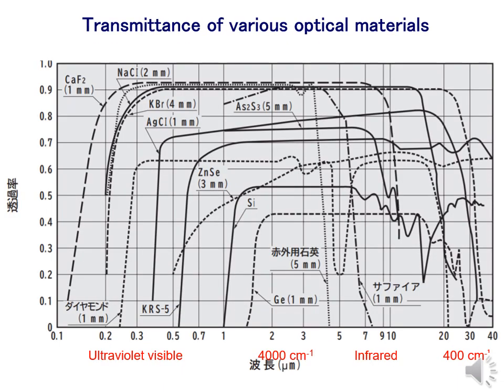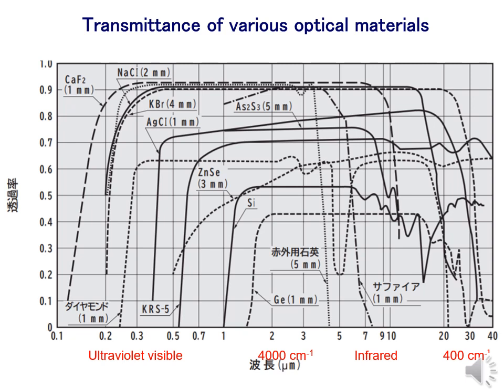This figure shows the wavelength dependence of the transmittance of various optical materials. Wavelength is used on the horizontal axis and transmittance is used on the vertical axis, and the ultraviolet, visible, near, and infrared ranges are shown below the horizontal axis. For use inside an infrared spectrophotometer, it must have high transmittance in the infrared region.